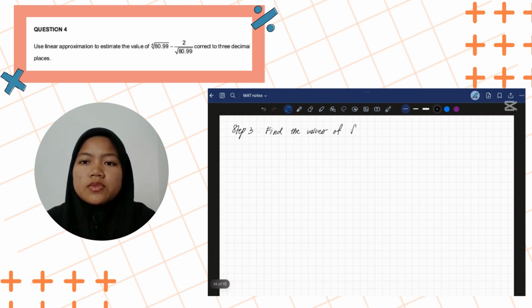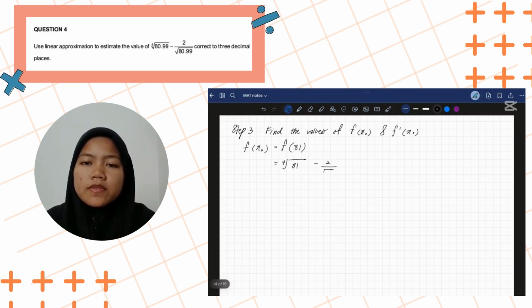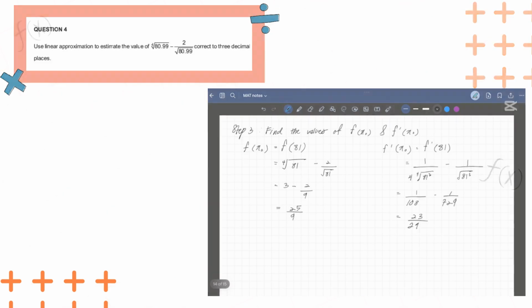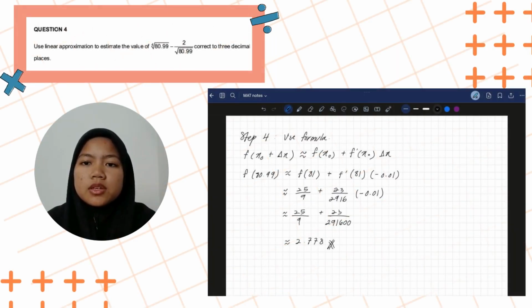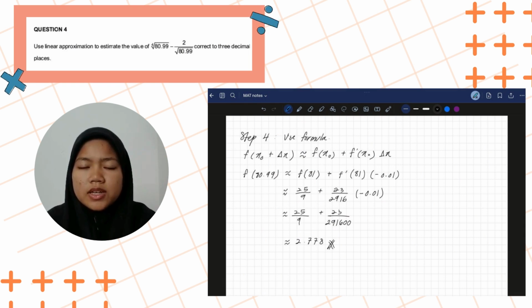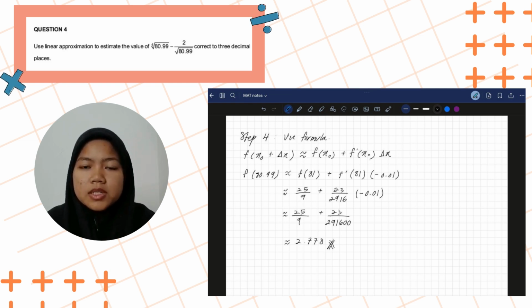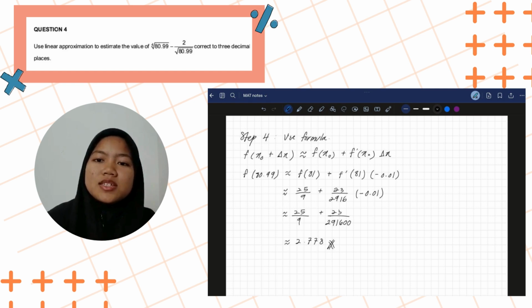Next step is we need to find the values of f(x0) and f prime(x0). So f(x0) equals f(81), which is we take the value of x0 in the first step and use the equations we got from f(x) and f prime(x). For the last step, we use the formula, which is f(x0 plus delta x) is approximately equal to f(x0) plus f prime(x0) multiplied by delta x. For the last answer, we take 3 decimal places and get 2.0778. For confirmation, you can insert this question in a calculator.